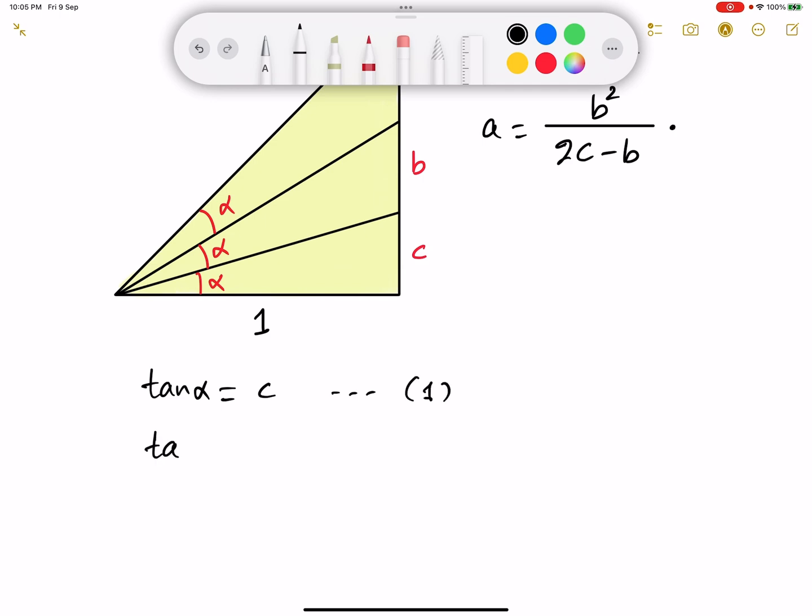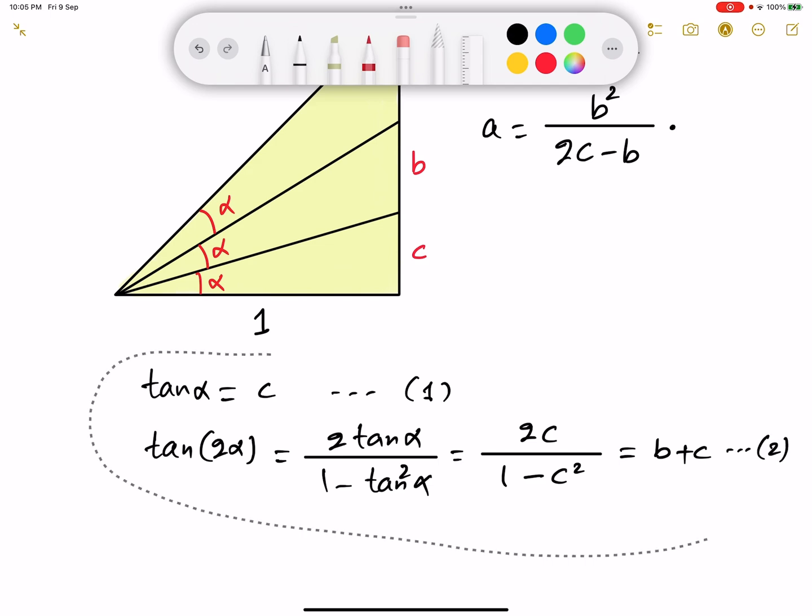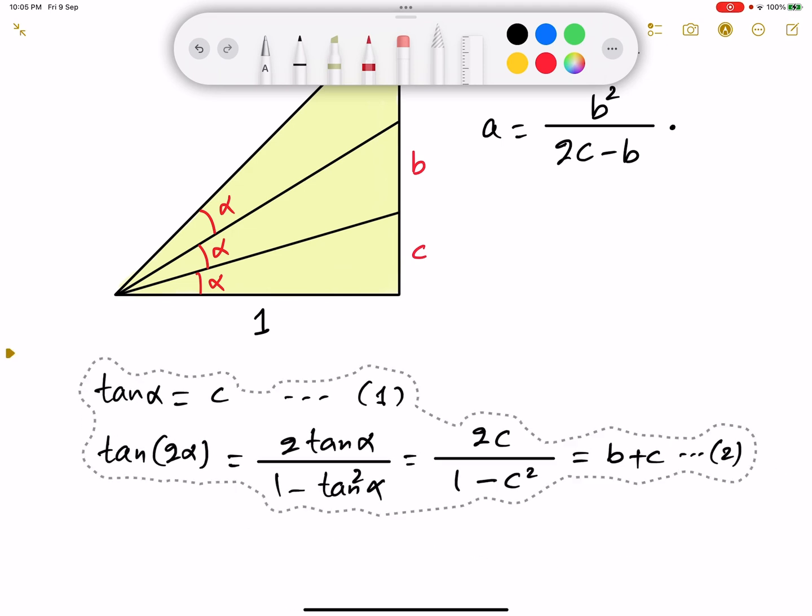Then I'm going to find the tangent of twice alpha, which is equal to twice tangent of alpha divided by 1 minus tangent squared of alpha, and that is equal to twice C divided by 1 minus C squared. Also this is equal to the opposite, which is B plus C, divided by the adjacent, which is 1. So this is equal to B plus C. I'm going to call this equation number 2, and I will shift these two equations a little bit to the right just to make them centered.